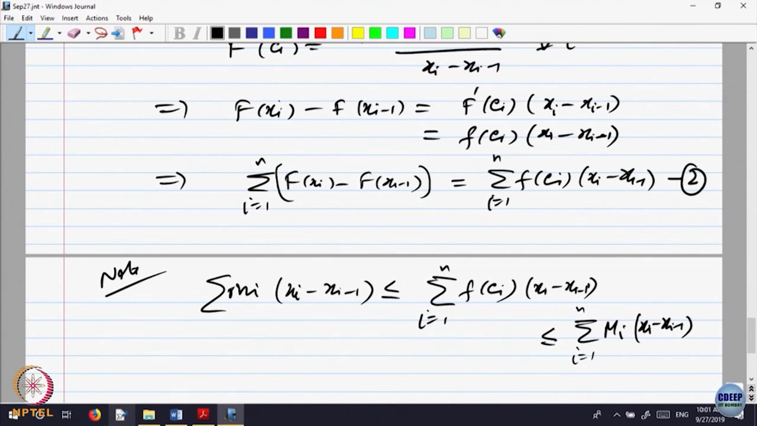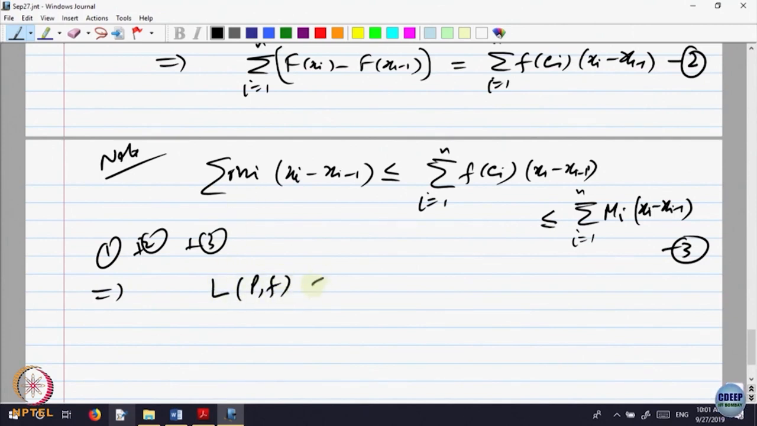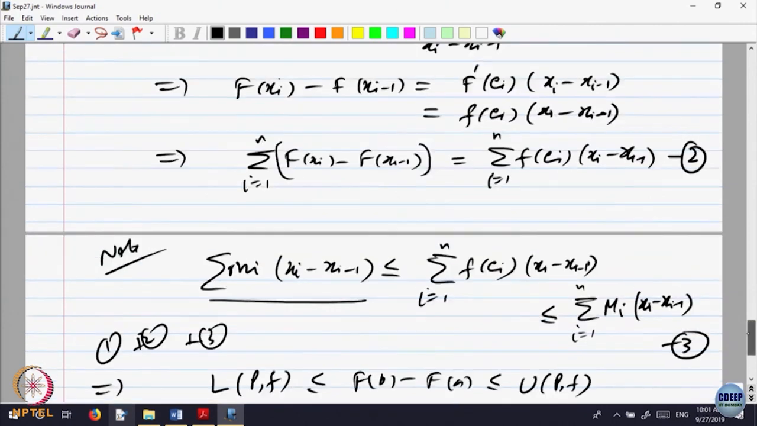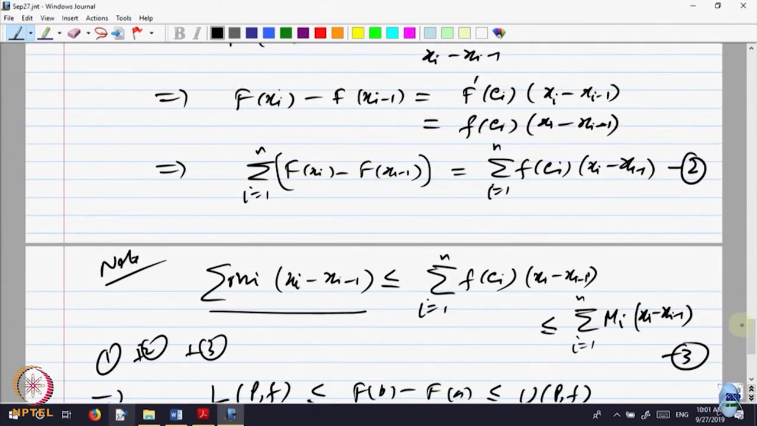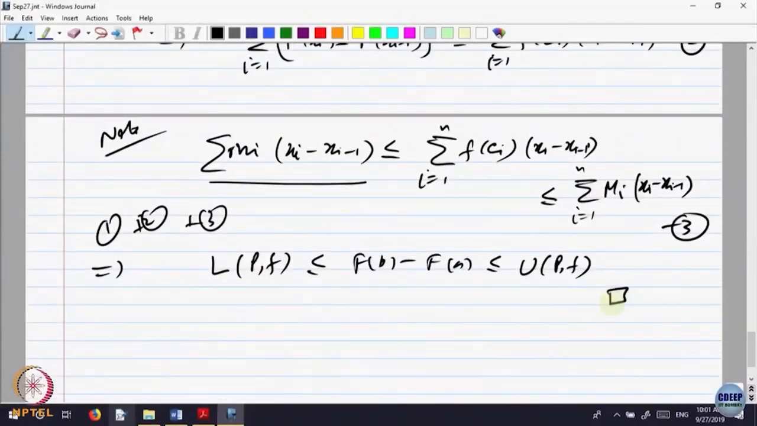Now just combine. What is that in-between quantity? 1 and 2 say that it is F(b) minus F(a). So 1 plus 2, you can call it 3, imply that the lower sum is less than or equal to F(b) minus F(a), which is less than or equal to the upper sum. Because in 3, the left-hand side is the lower sum and the right-hand side is the upper sum. The lower sum is less than this summation, and that summation is by 2 equal to the sum of f(c_i) times (x_i minus x_(i-1)), and that by 1 is F(b) minus F(a). So putting these 3 equations together, we get this, and that completes the proof.